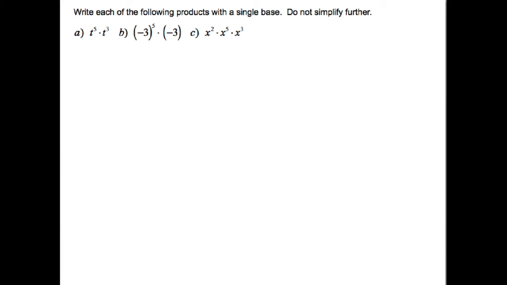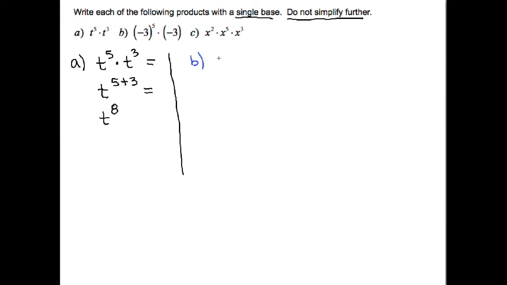Write each of the following products with a single base. Do not simplify further. So we'll start with part A. We have t to the 5th times t cubed, and the base is t. So when you multiply with the same base, then you can add the exponents. So we have t to the 5 plus 3, and that would be t to the 8th.